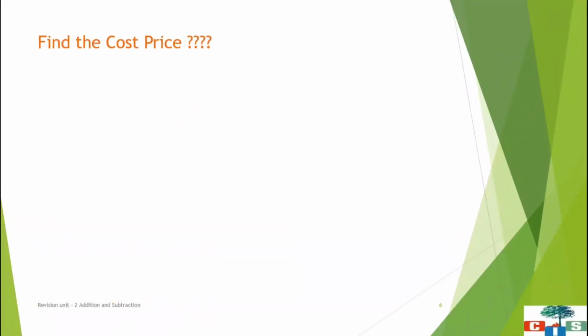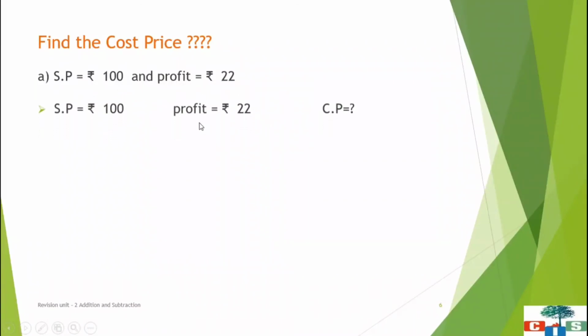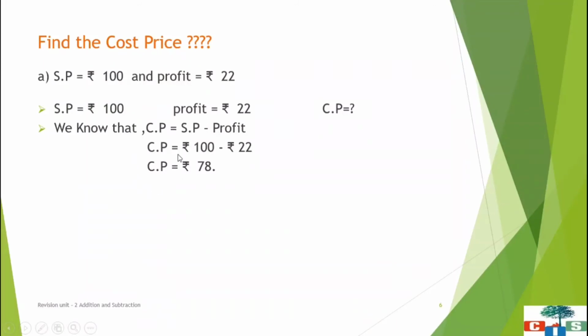Now we will revise the next concept, that is finding the cost price when selling price and profit or loss is given. First example: selling price is equal to rupees 100 and profit is equal to rupees 22. We have to find cost price. The formula for finding cost price when selling price and profit is given is cost price is equal to selling price minus profit. Selling price is rupees 100 and profit is rupees 22, so we subtract these two. 100 minus 22 is equal to 78. So the cost price is rupees 78.